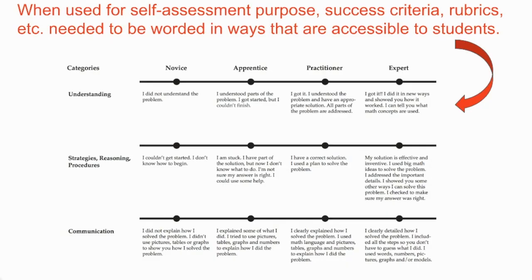Now, whether we're talking about descriptive scales or quantitative scales, when they are used for self-assessment purposes, success criteria, rubrics, and other tools need to be worded in ways that are accessible to our students. For example, let's say that these are the categories of skills we want our students to develop: understanding, strategies, reasoning, procedures, as well as communication. For a student to self-assess, they need to understand what each part of the scale means. For example, I did not understand the problem. Therefore, I consider myself a novice. Or, I understood parts of the problem. I got started, but I couldn't finish. I'm getting to the apprentice level. Or even all the way up to the level of expert. I got it.